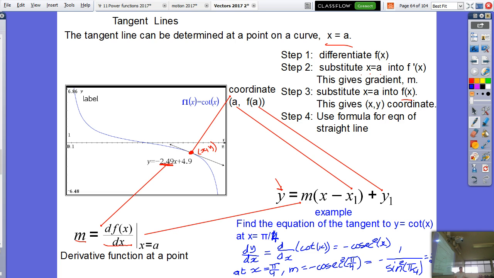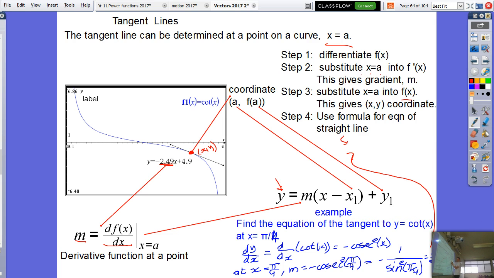And you end up with negative 2. Alright, so there's your gradient number. We now have to substitute back into the original function, back into y equals cot, and then use that. So we'll just take that up here.